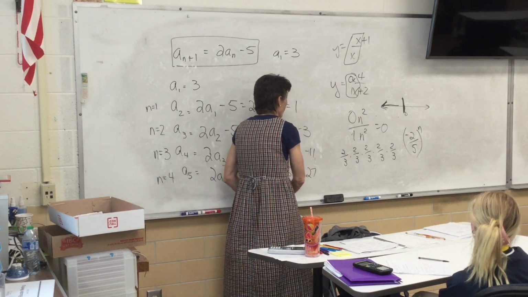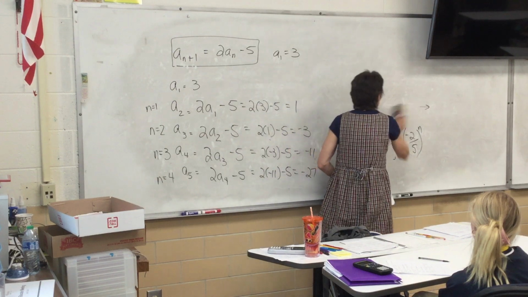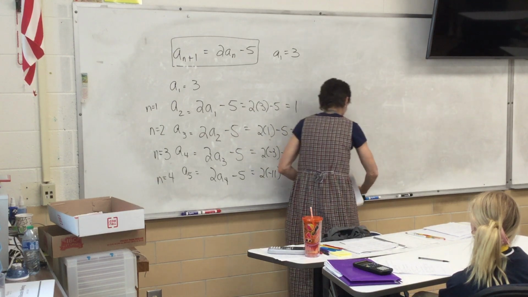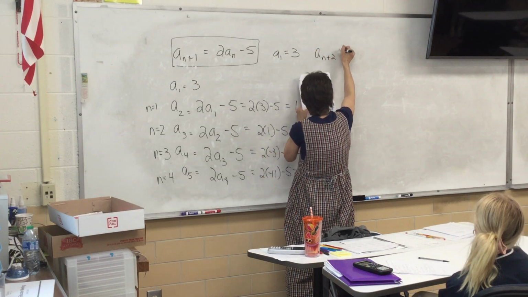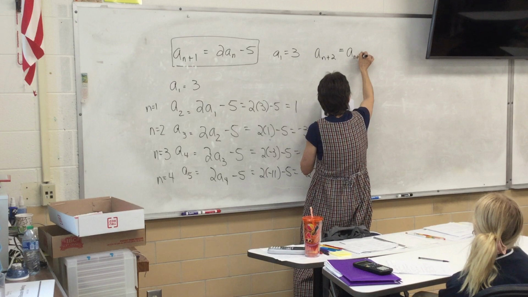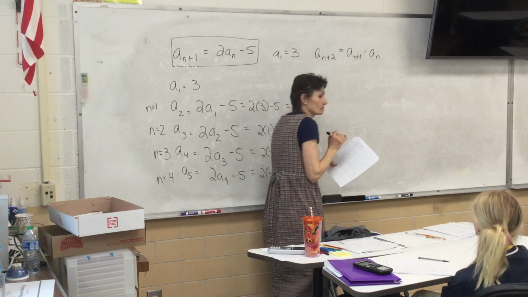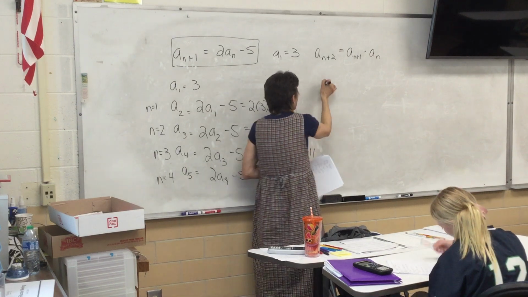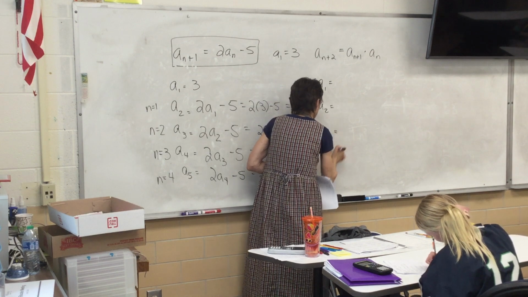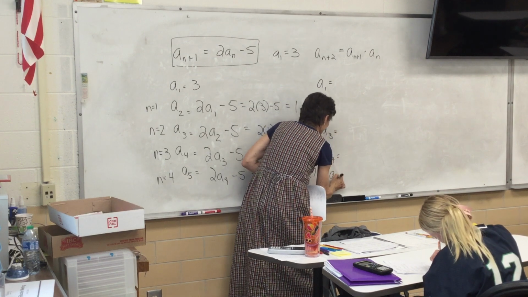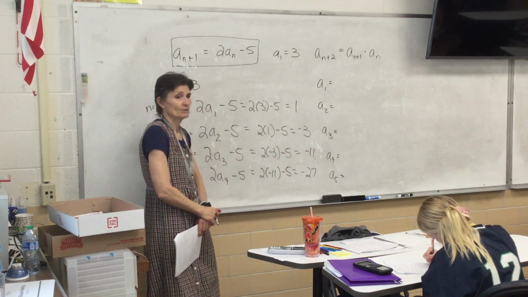Now we're only going to do one more of these, so we'll do the next one. So this one, my formula says a sub n plus 2 equals a sub n plus 1 times a sub n. And I am finding a sub 1, a sub 2, a sub 3, a sub 4, and a sub 5. This is my job. Find the first 5 terms.